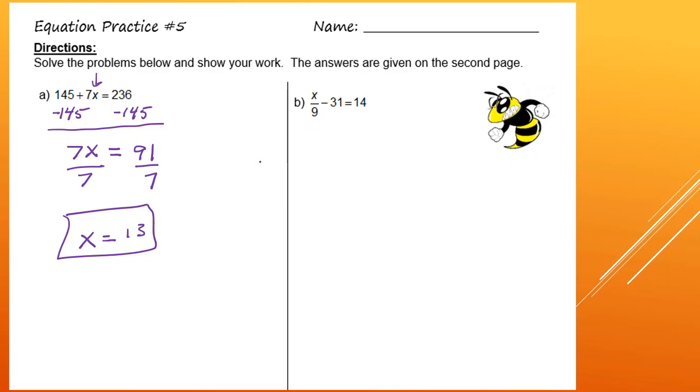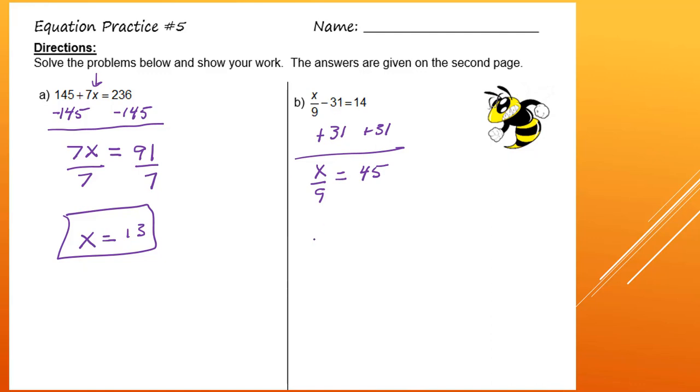All right, this one's very similar. It has a division. That makes it a little bit different, but same idea. We're going to cancel the neighboring term first. We're subtracting 31 here, so we're going to add 31 to both sides. Okay, when I do that, I have x over 9 minus 31 plus 31. Well, the minus 31 plus 31 is just 0. That leaves us with x over 9. Then on the right side, 14 plus 31 is 45. Okay, so I knew to add 31 because we had minus 31 here.